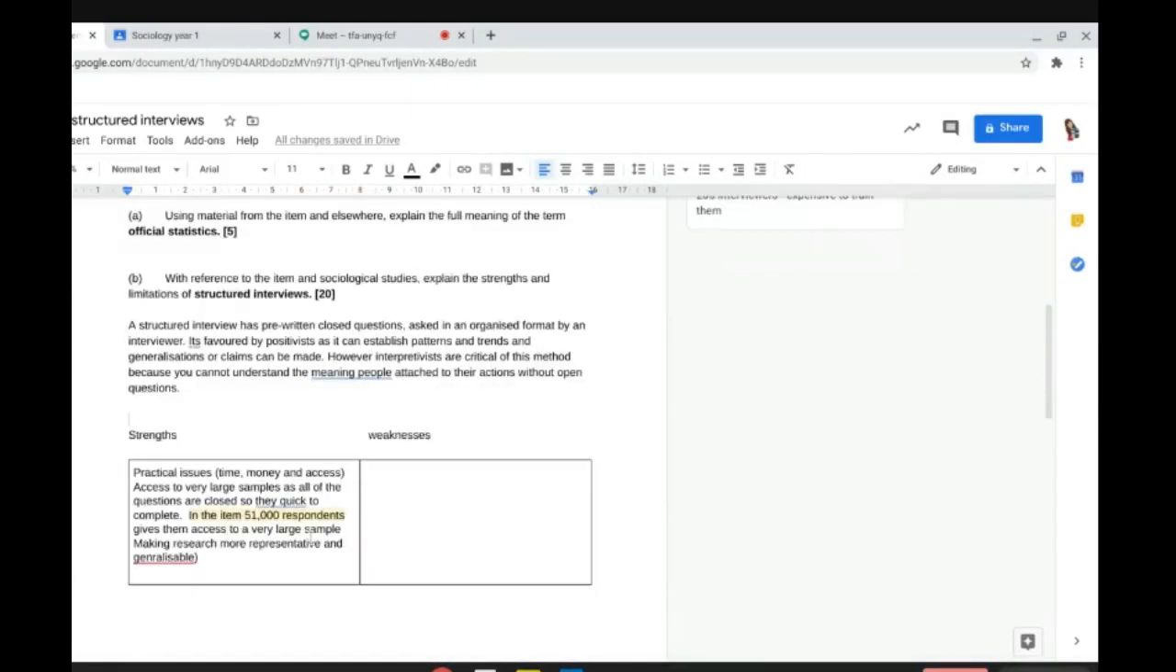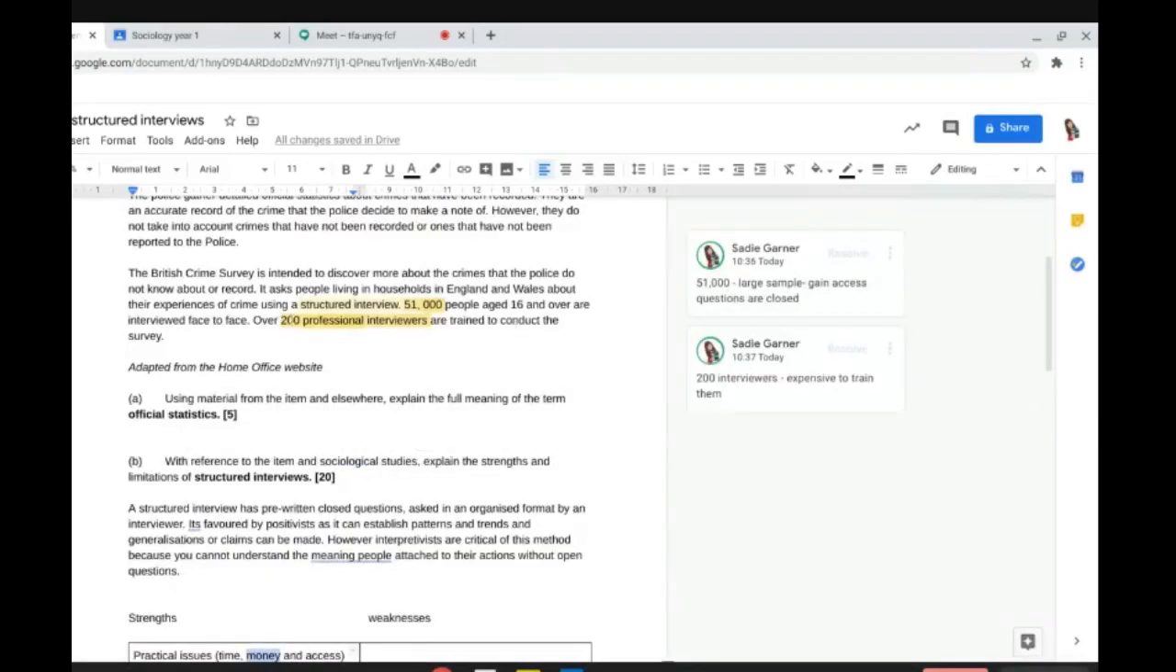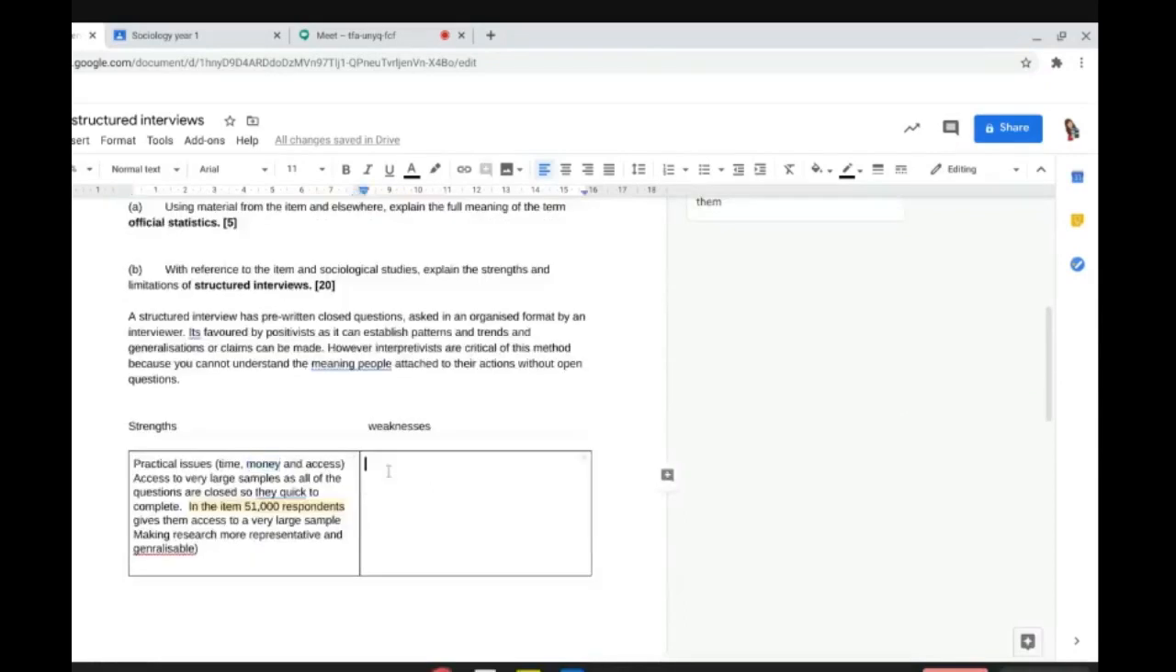So time, money, and gaining access. Access is done. They're also quick to complete. So very large samples, and they're quick. I'd argue I've covered time there, haven't I? I've already mentioned they're quick to complete because the questions are closed. I've definitely said that they can gain access to large samples. Money: they're expensive, because that's what the item is hinting at. There are 200 professional interviewers trained to conduct the survey. That's expensive, and that goes on this side.